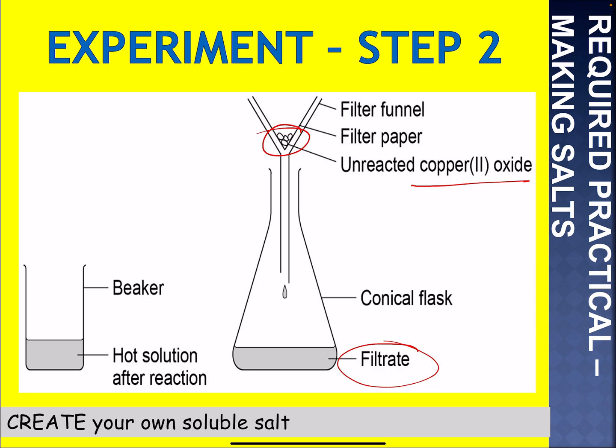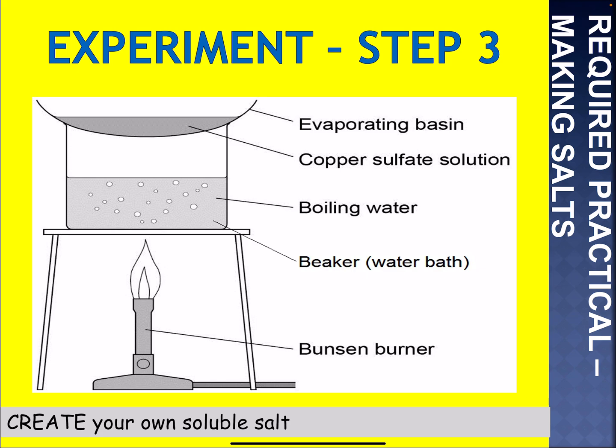Pause the video here. Okay, well, let's have a look. You evaporate. And what we do, you put the filtrate in the evaporating dish, and you evaporate to half the volume, then switch the Bunsen off and let it cool down. And what you should see, you see crystals appearing. And if it is copper sulfate, you'll see blue crystals appearing.